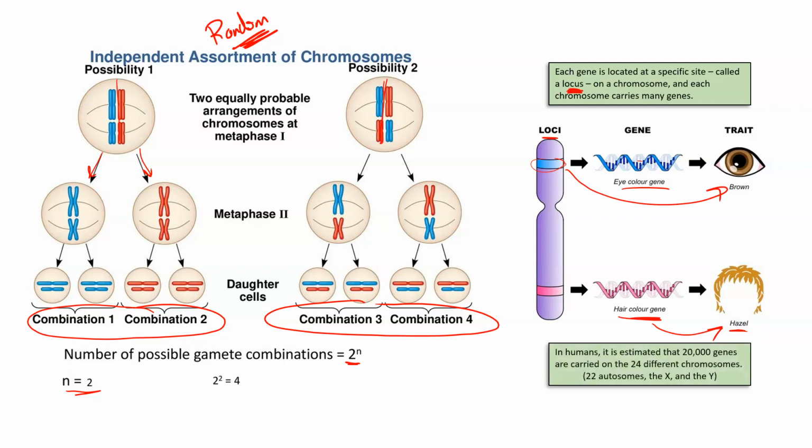In humans, it is estimated that 20,000 genes are carried on the 24 different chromosomes. Again, we have 22 autosomes, and I should say even further, we have 22 pairs of autosomes. And then we have an X and Y or an X and X. Together, we have 46 chromosomes in our diploid cells, which again is 2N.